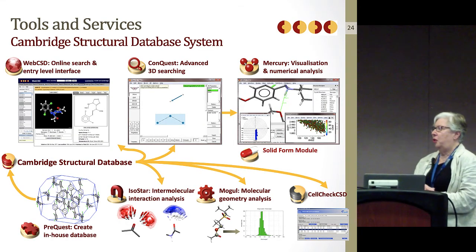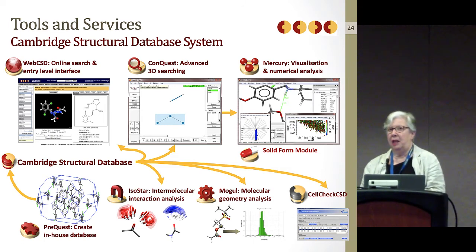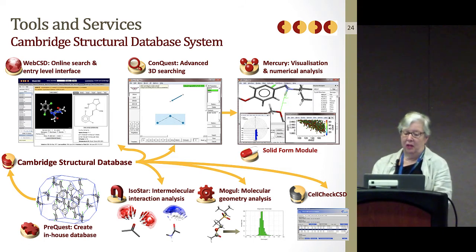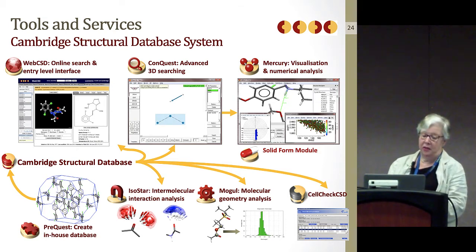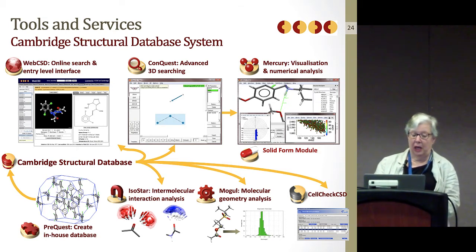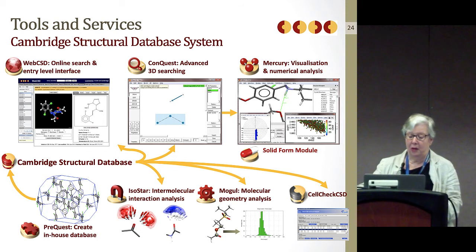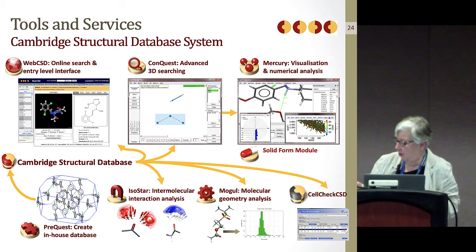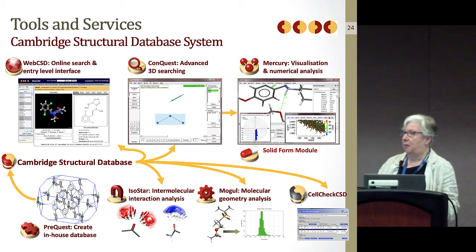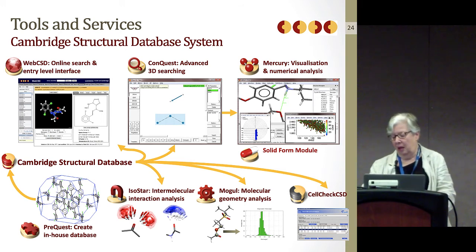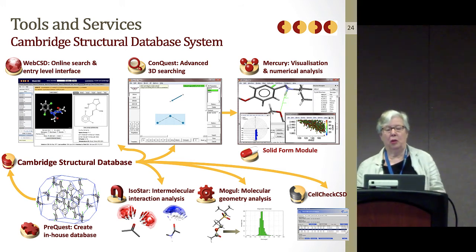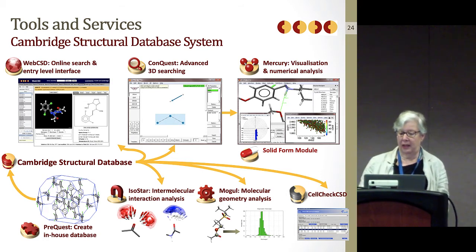In terms of tools and services, the CSD has put a big emphasis on creating different kinds of tools and services to analyze the data. For example, ConQuest does advanced 3D searching, Mercury does visualization and numerical analysis, and IsoStar, which I've used, does the intermolecular interaction analysis, which is really useful. And Mogul does molecular geometry analysis, and the PDB is actually using Mogul as part of our validation of ligands.